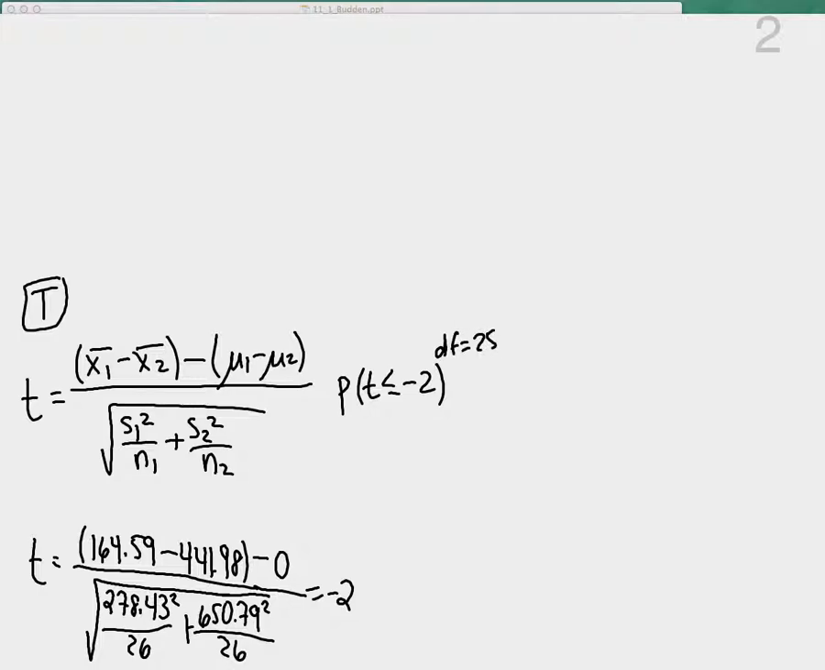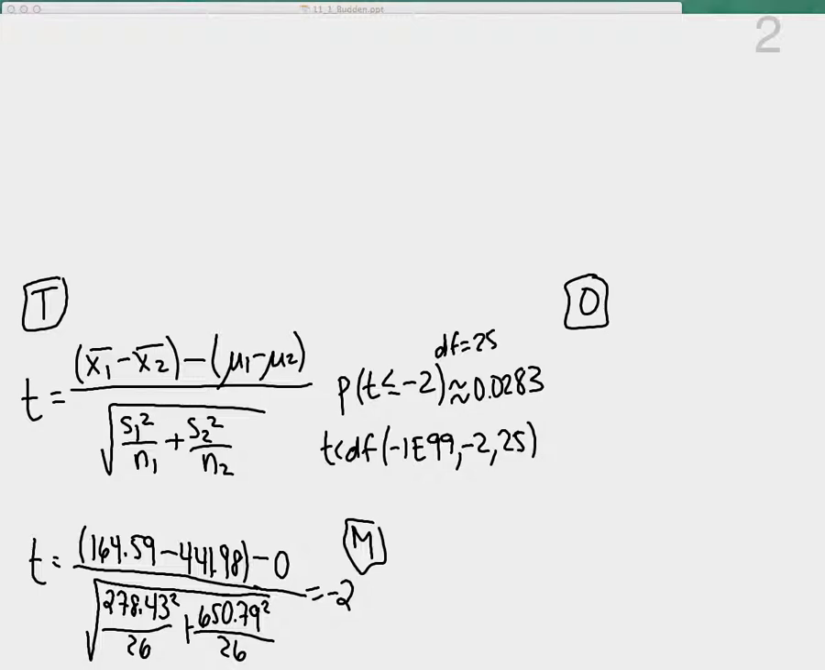You guys like using the table or the calculator? Calculator. So on the calculator, you're going to do tcdf. My lower bound is -1 times 10 to the 99th. I'm going up to -2, and I have 25 degrees of freedom. I got 0.0283. Okay, so we'll do the O at some point, but let's just jump right down to M. 0.0283 is less than my 0.05, so I'm going to reject the null.